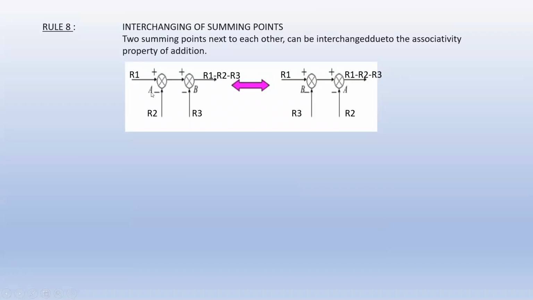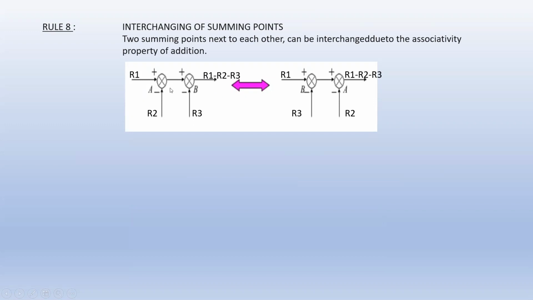We have first summing point A over here and second summing point B over here, and the two signals coming into this summing point are R1 and R2, which are the inputs. The output of the summing point is R1 minus R2, which is the input to this second summing point, and the second input to this B summing point is R3. Thereby we get the output R1 minus R2 minus R3. So this is how we obtain an output from this.